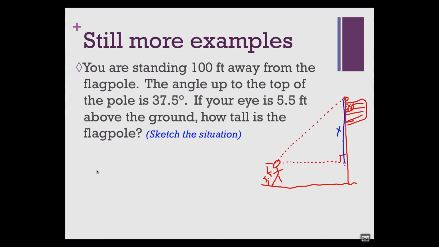How long is this? 5.5. Solve for X. Oh wait, we missed one chunk of information. 100 feet. Solve for X. Your final answer should be X plus 5.5 because your eyeball is 5.5 feet off the ground, unless you just put your eye down on the grass and look at it, which would be pretty gross.